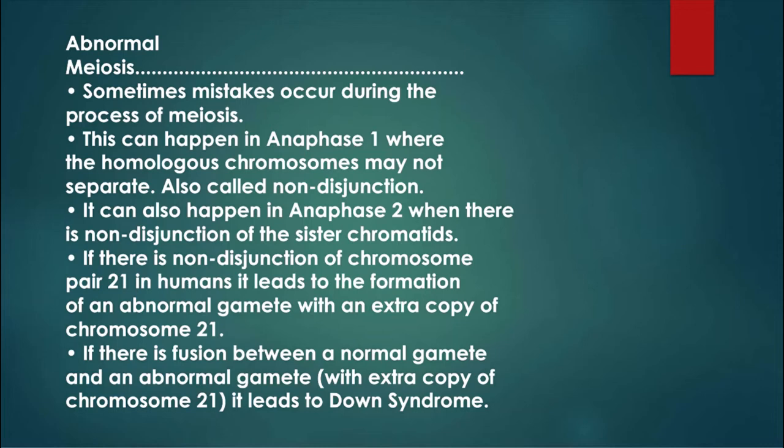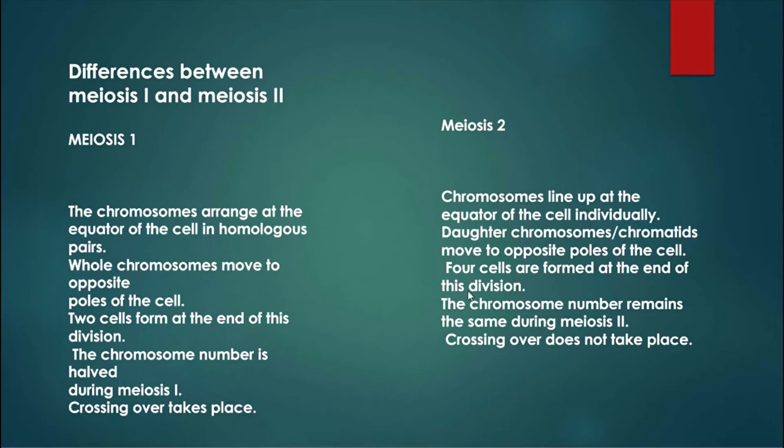If there is non-disjunction of chromosome pair 21 in humans, it leads to the formation of an abnormal gamete with an extra copy of chromosome 21. If there is fusion between a normal gamete and an abnormal gamete with an extra copy of chromosome 21, it leads to Down syndrome. Now let's look at the differences between meiosis 1 and meiosis 2.